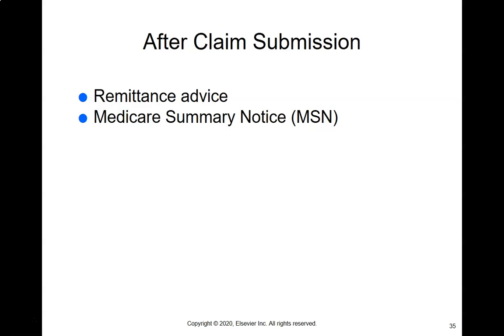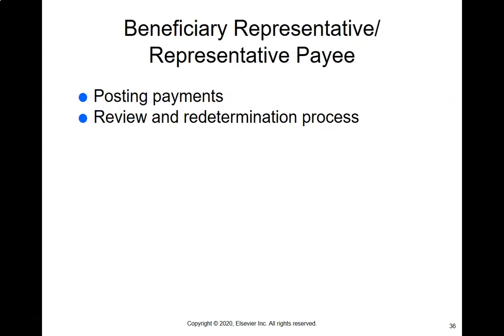After the claim submission, the remittance advice, or the RA. Some of the information on the remittance advice will be whether the claim was paid in full, the allowed amounts, the disallowed amount, and if the claim was transferred to another carrier, etc. The Medicare Summary Notice, or MSN, is a document that's sent to the patient that is similar to an RA, identifying the same items related to the claim. Beneficiary representative and representative payee.